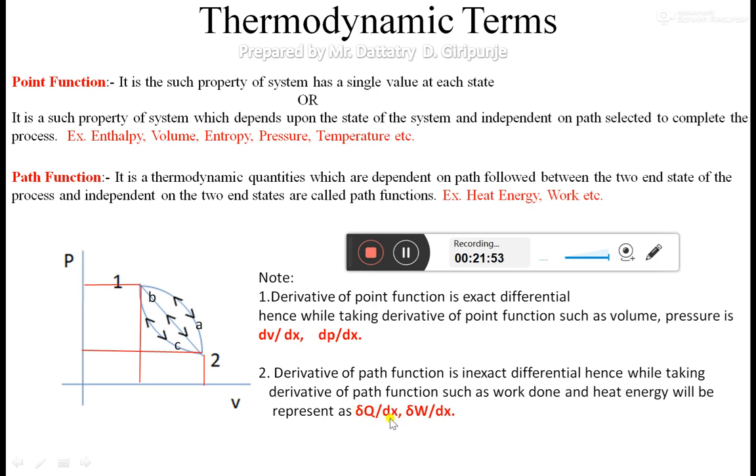Okay, so how it becomes a path function, I will tell you in the next slide or next lecture. Thank you.